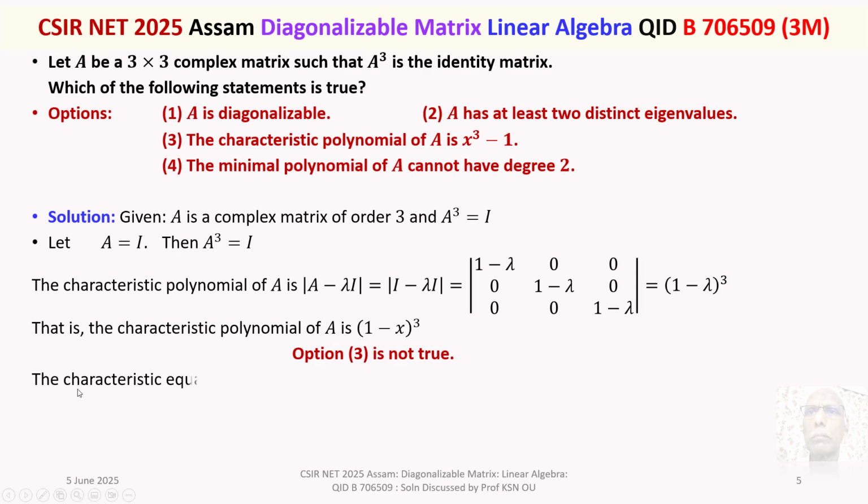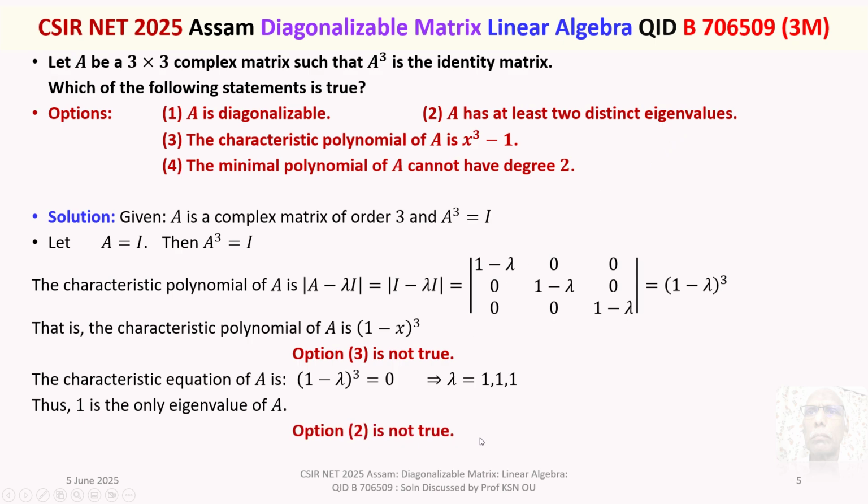Now, we have the characteristic polynomial. We can write down the characteristic equation of A. That is, the characteristic polynomial is equal to 0. That is, 1 minus lambda whole cube is equal to 0. This will imply lambda is equal to 1 repeated thrice. So 1 is the only eigenvalue of A. And option 2 says A has at least 2 distinct eigenvalues. Therefore, option 2 is not true in general. We continue in the next slide for the remaining options.